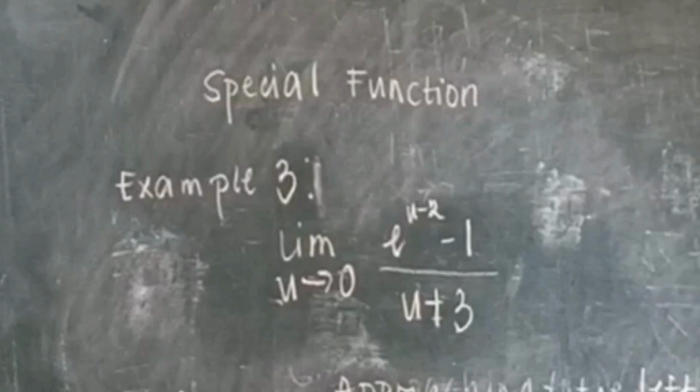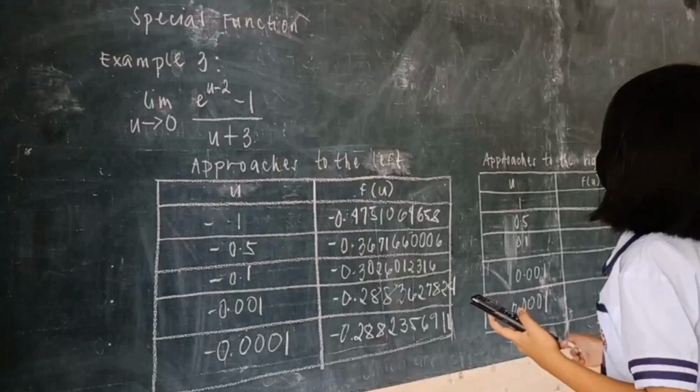For example number 3, the limit function as u approaches 0 of e exponent of u minus 2 and minus 1 over u plus 3. Approaching to the left, u is negative 1, negative 0.5, negative 0.1, negative 0.001, and negative 0.0001. For the f of u, we have negative 0, negative 0, negative 0, negative 0, negative 0.